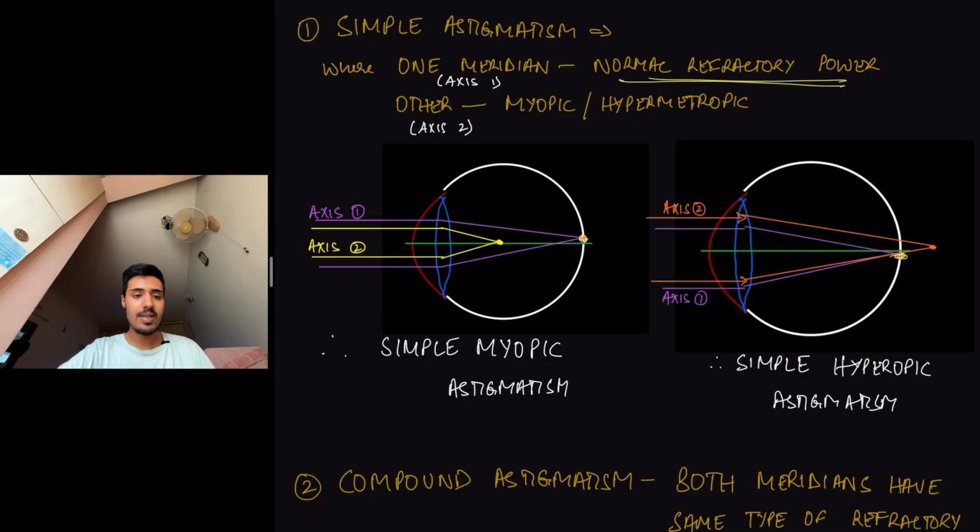Whereas for the other axis, the light rays coming from the other axis either are going through myopia, where the power is myopic, or there is hypermetropia, where the light rays coming to the other axis are being focused behind the retina. So if the other axis is myopic, it will lead to simple myopic astigmatism, and if the other axis is hypermetropic, it will lead to simple hypermetropic astigmatism. So this is simple astigmatism.